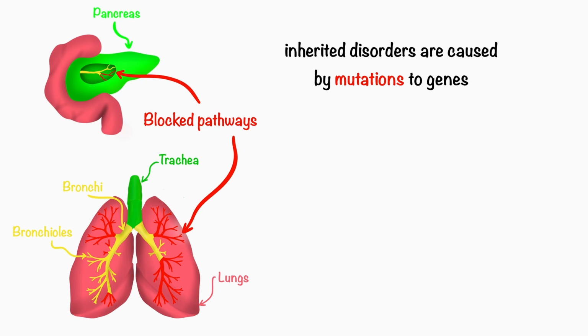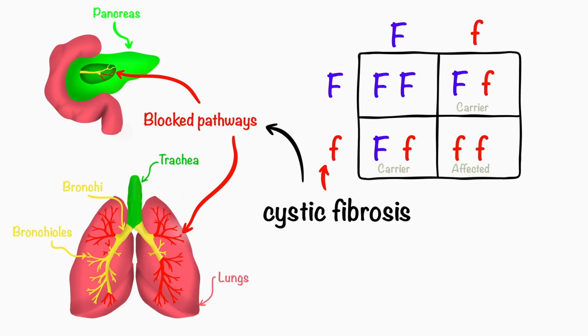These genetic conditions are caused by mutations in specific genes that lead to health problems. Let's start by looking at cystic fibrosis, which is a genetic disorder affecting cell membranes. It results in the body producing a lot of thick, sticky mucus in the air passages and in the pancreas. Cystic fibrosis is caused by a recessive allele.